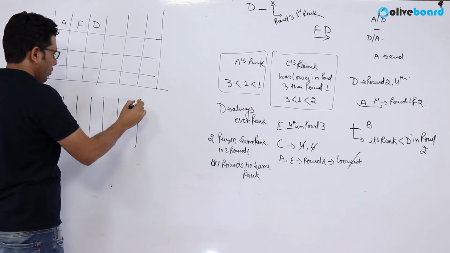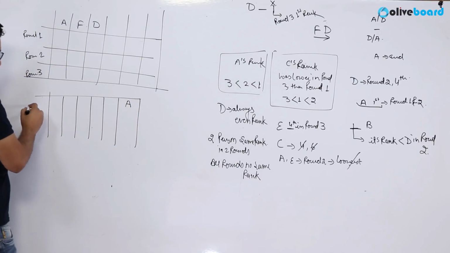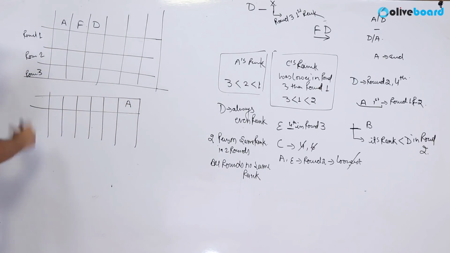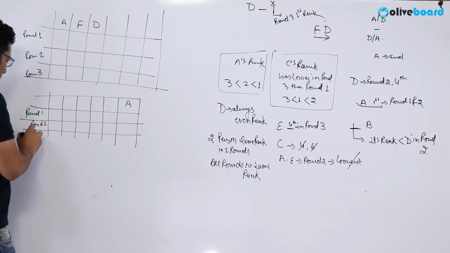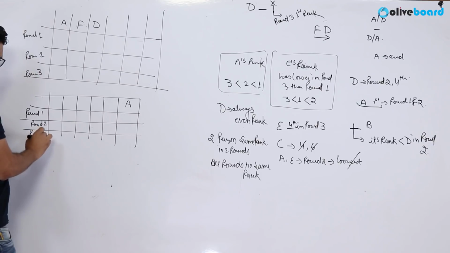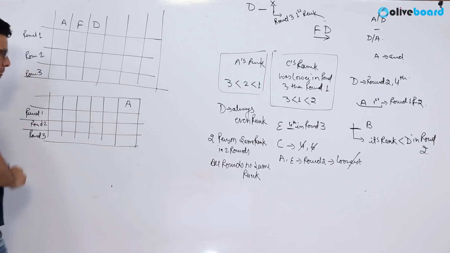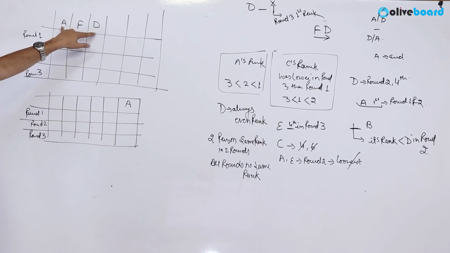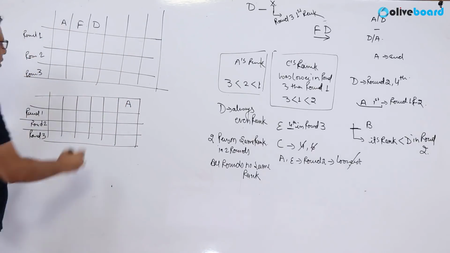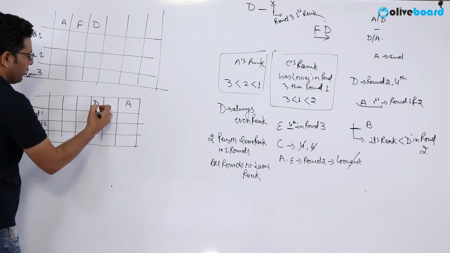If I write down the A here, this is my arrangement, and this is round 1, round 2, and round 3. Okay, this is the arrangement. And how many people are there between A and D? Between A and D, there are 2 persons.